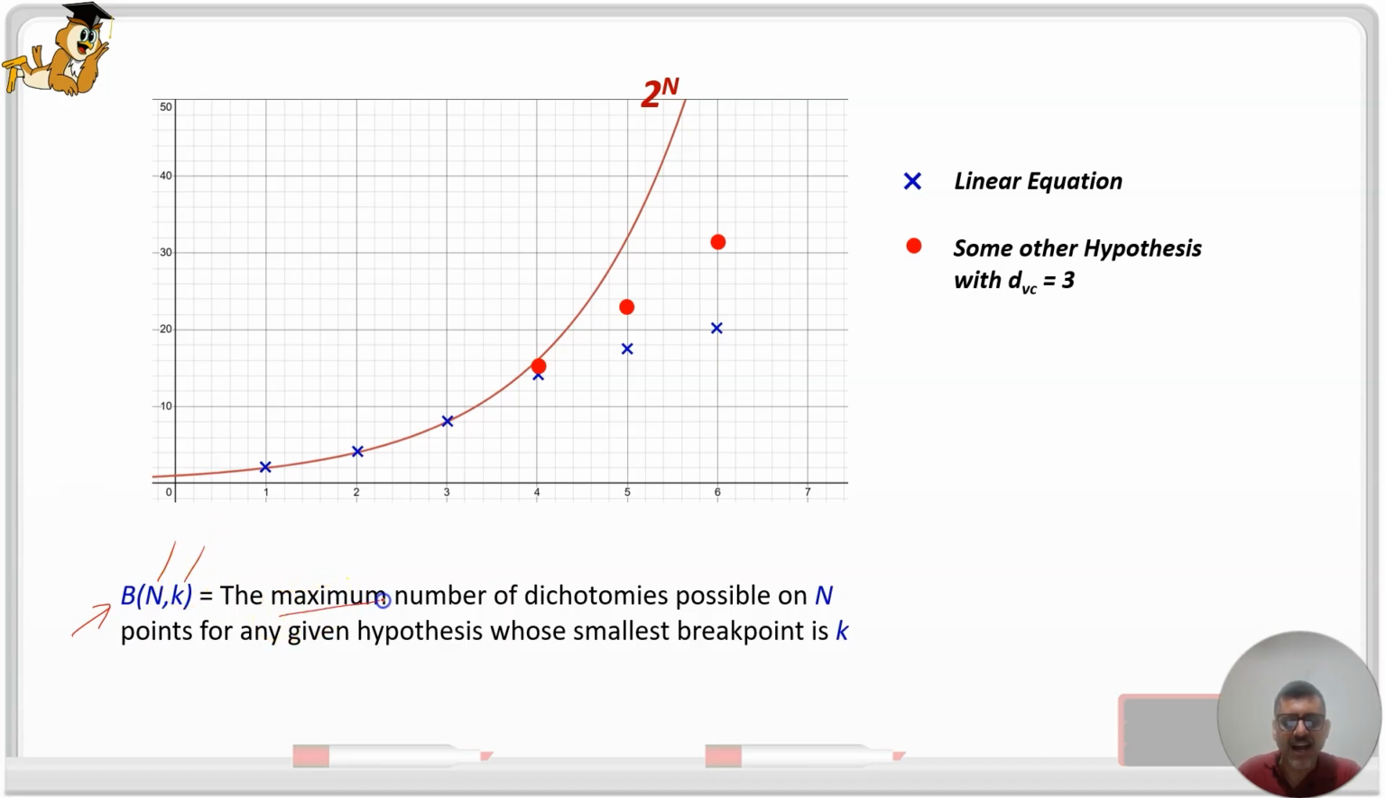And here the word maximum essentially refers to the placement of points. You remember how the growth function is calculated, right? I give you n, you give me the placement of points, I give you the labelings, and then you come up with a hypothesis from your hypothesis set that supports that labeling. So the maximum number of dichotomies here refers to your ability to place the points in a particular manner. That's what the word maximum refers to. It's basically the growth function. B of n comma k is essentially the growth function of a hypothesis set whose smallest breakpoint is k. We will call it B n comma k.